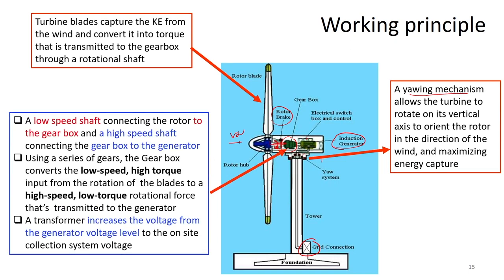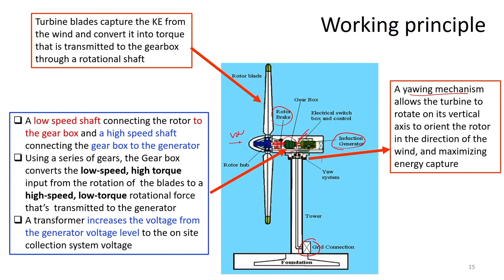And then here let us learn carefully, this shaft which is connected to the gearbox is the low speed shaft. And from the gearbox to the generator, it's a high speed shaft. In the gearbox, a series of gears are used, and it converts this low speed and high torque input from the rotation of the blades to high speed low torque. This is the high speed low torque rotational force that's transmitted to the generator.